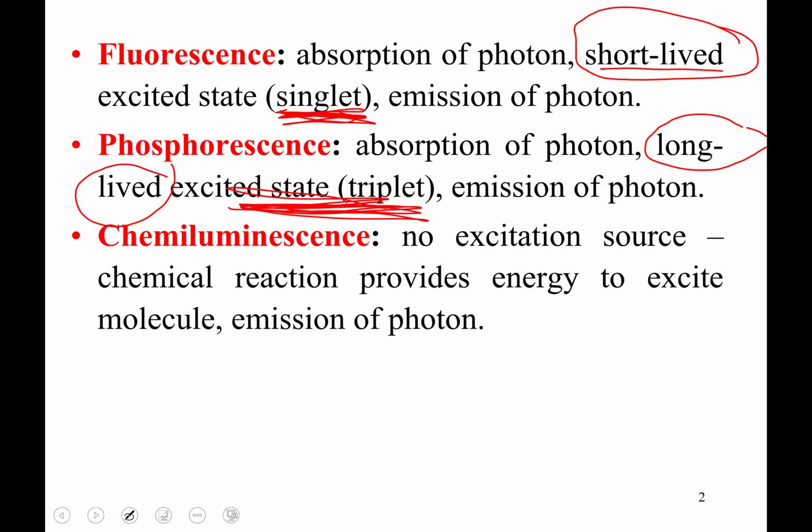It excites the photon. There is no excitation source. Now, you can see the similarity why these three methods are lumped together. There is an emission of energy, or a photon. All right? Everything comes from an excited state. But in chemiluminescence, there is no excitation source.